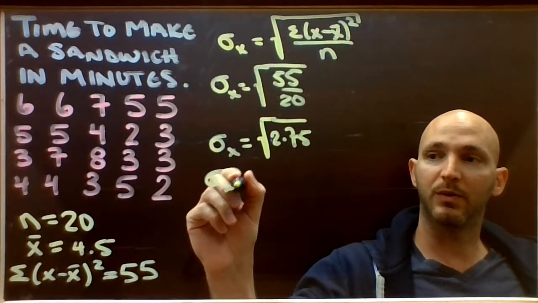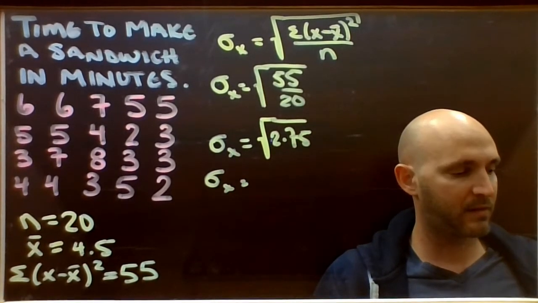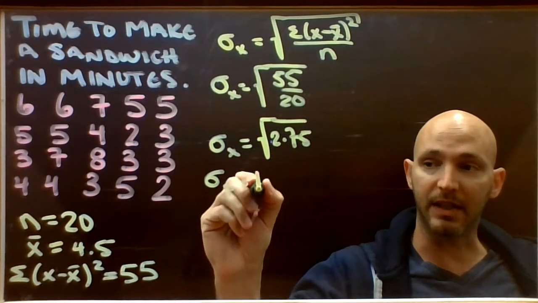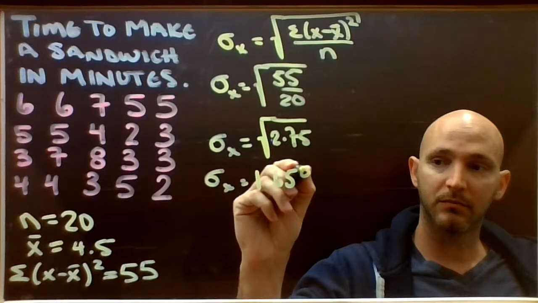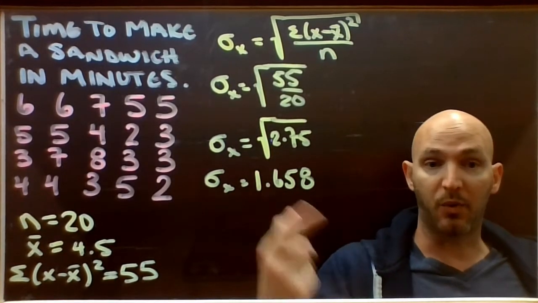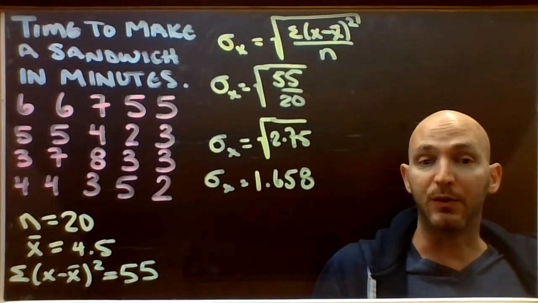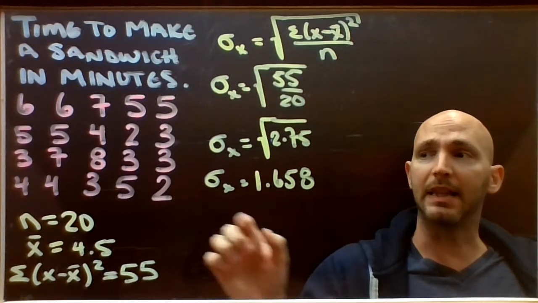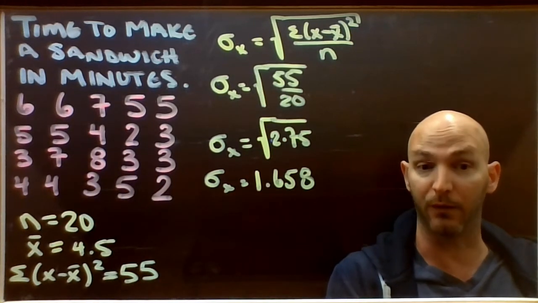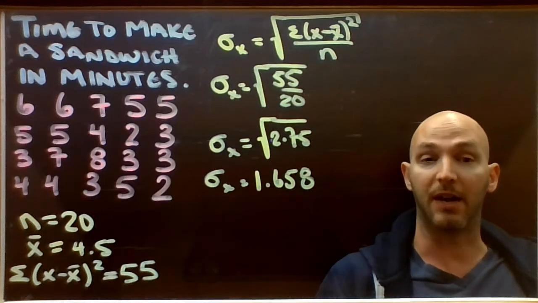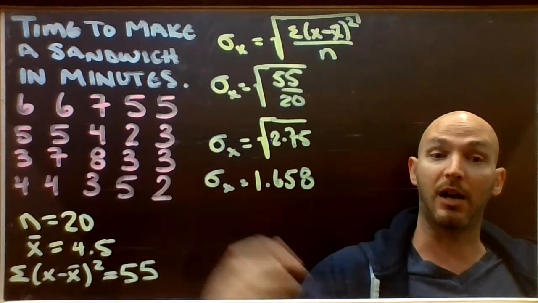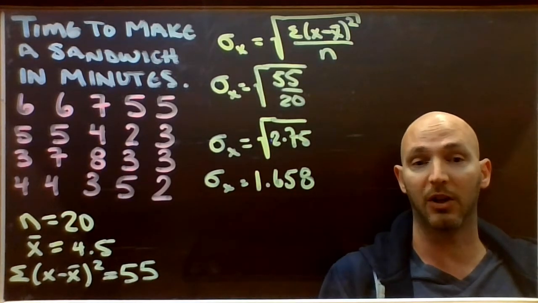And the square root of 2.75 is 1.658. So great, you have a number here, 1.658. So what does that do for you? Well, keep in mind that this particular data set was the amount of time it takes someone at a restaurant to make your food for you, and we came up with an average time of 4.5 minutes. Now, some of those, if you look at the data set, are a lot bigger than 4.5 minutes, and some of them are a lot less.